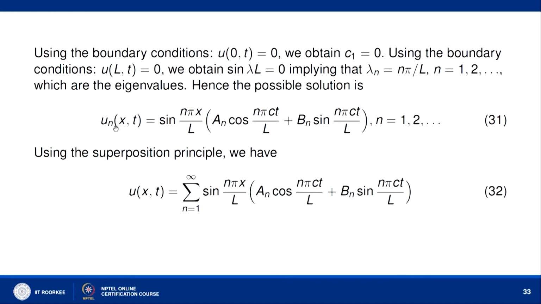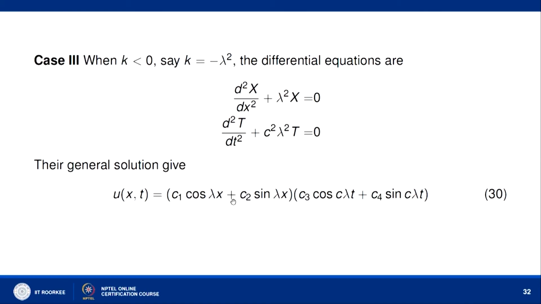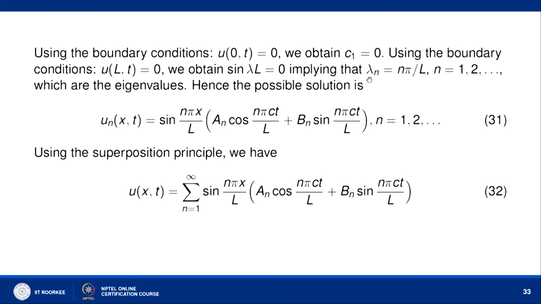So here you can write down this solution as u_n(x,t) equal to sin(n pi x by L) times (a_n cos(n pi c t by L) plus b_n sin(n pi c t by L)). Here I am just using the value lambda as n pi by L. In this case, you use c1 is 0, so this is gone, and here sin(n pi x by L) is there. So you just replace the value of lambda, and since this is true for every n, we can write down for every n the solution u_n(x,t) as sin(n pi x by L) times (a_n cos(n pi c t by L) plus b_n sin(n pi c t by L)).